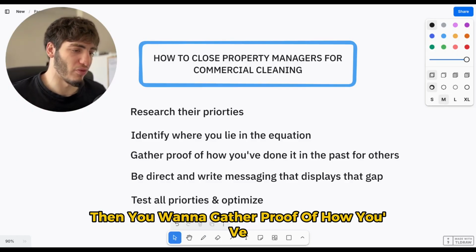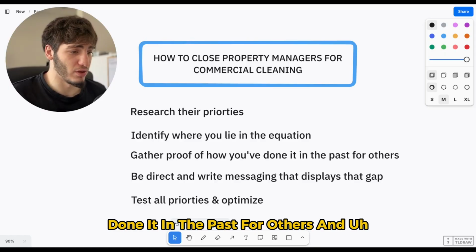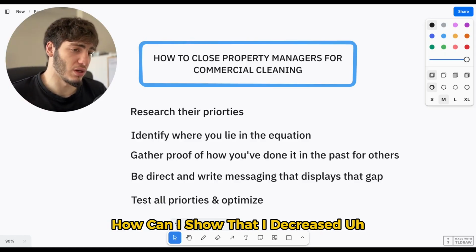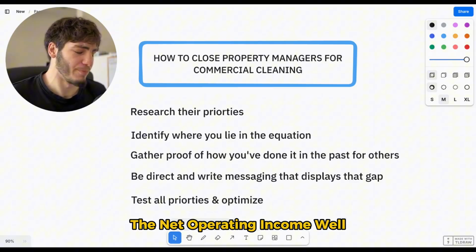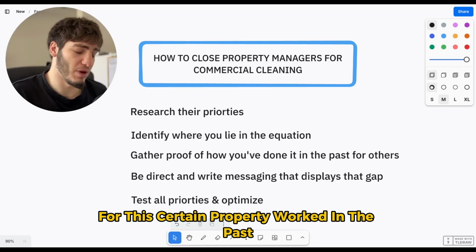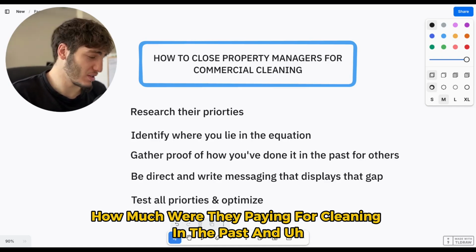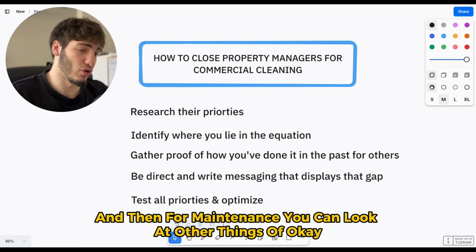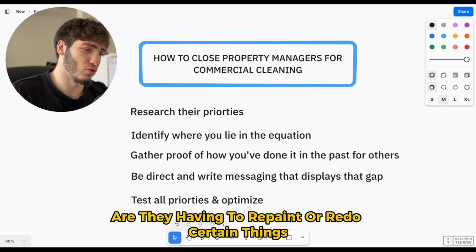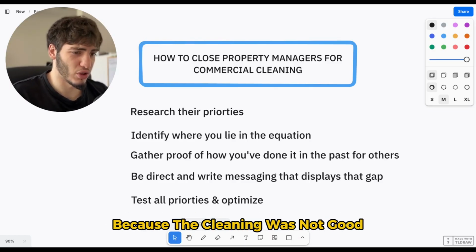Then you want to gather proof of how you've done it in the past for others. And this you might find difficult, in terms of, okay, how can I show that I decreased the NOI, the net operating income? Well, you can just go ahead and clearly see for this certain property you worked with in the past, how much were they paying for cleaning? And then for maintenance, you can look at other things, okay, were they paying for maintenance on other things? Were they having to repaint or redo certain things because the cleaning was not good?